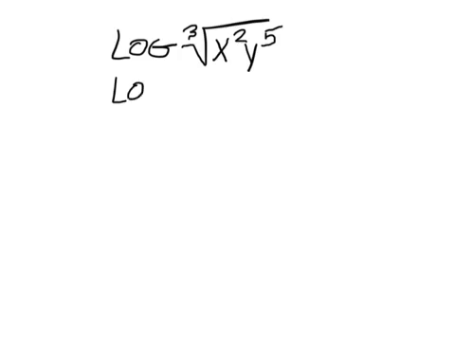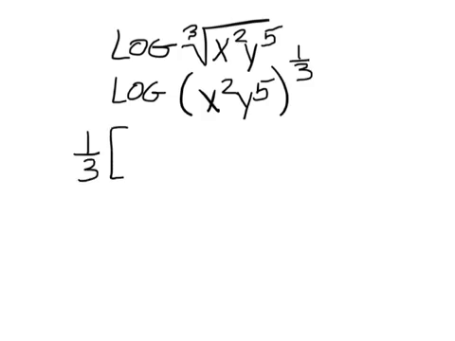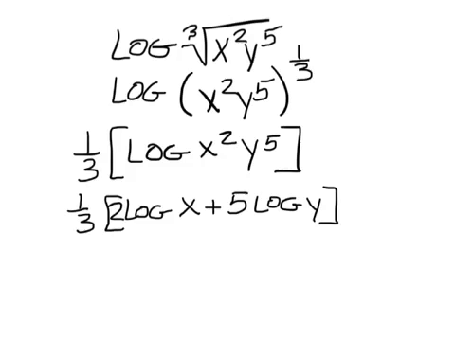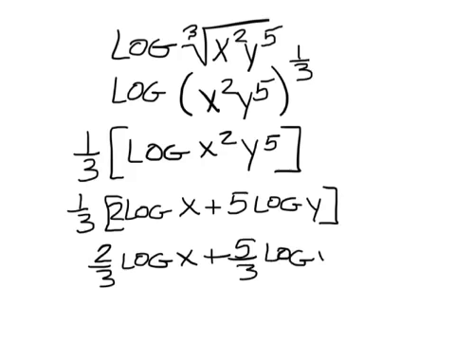Solution for the practice problem. Log of the cube root of x squared y to the fifth, that's the same as the 1/3 power of x squared y to the fifth. Bump that out to the left and keep what you have inside. And now expand the inside to be 2 log x plus 5 log y. And then distribute the 1/3 to get 2/3 log x plus 5/3 log y.